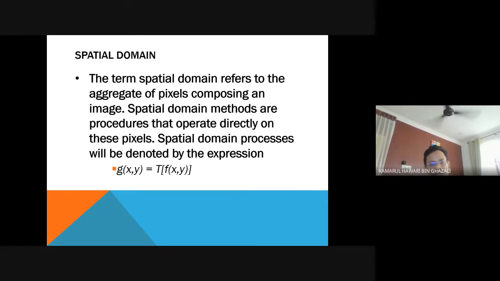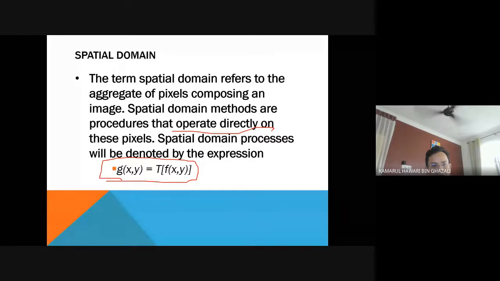So this is the spatial domain. The term spatial domain refers to the aggregate of pixels composing an image. Spatial domain methods are procedures that operate directly on these pixels. There are a few types, with these words highlighted in the slide. Direct manipulation, operate directly. Spatial domain processes will be denoted by an expression like this. This is one of the spatial domain processes. I hope that you can understand this notation.